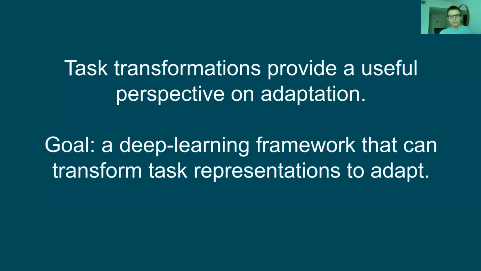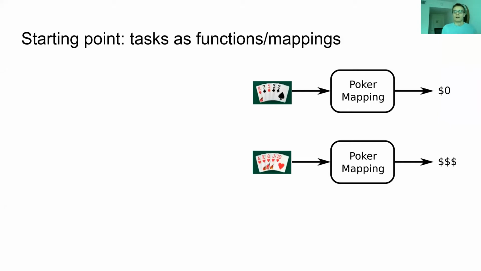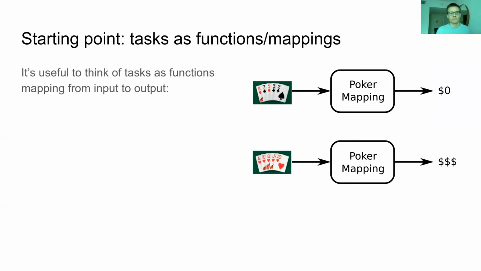Okay, so what I'm going to suggest is that this task transformation idea can provide a useful perspective on adaptation. And my goal in this talk is going to be to outline a deep learning framework that can transform task representations in order to adapt to new tasks. In order to get there, we're going to have to think about what tasks are. And I'm going to take a fairly standard deep learning starting point, which is to view tasks as functions or mappings. Mappings from inputs to outputs.